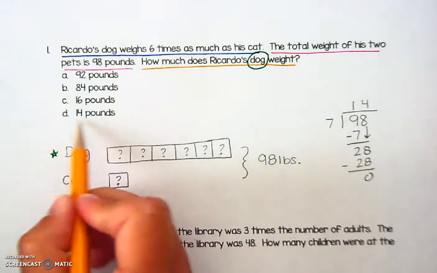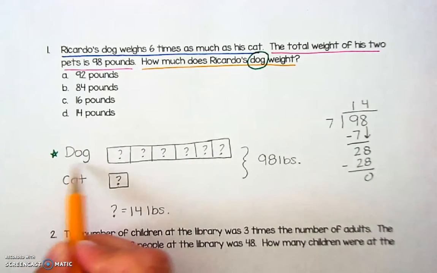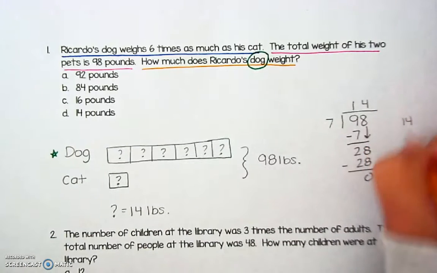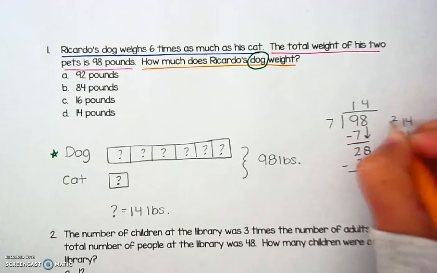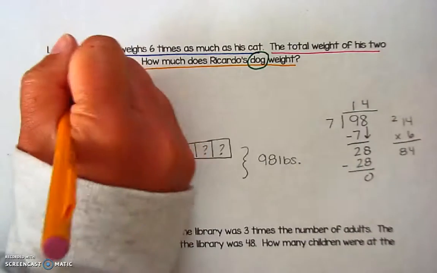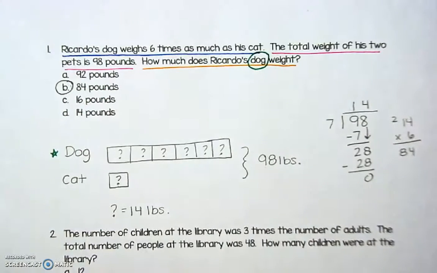Now, if you look, that's one of the distractor answers. We have to remember that I want the weight of the dog. So now I need to take those 14 pounds and multiply by 6. 6 times 4 is 24. 6 times 1 is 6, plus 2 is 8. That tells me that Ricardo's dog weighs 84 pounds, which is one of my answer choices right here.